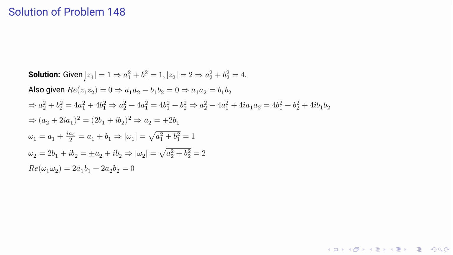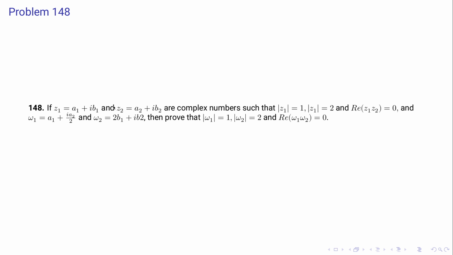So here we are given mod z1 is equal to 1, which is a1 square plus b1 square is equal to 1, and similarly we have a2 square plus b2 square is equal to 4. Now we are given that real part of z1 z2 is equal to 0. That means a1 a2 minus b1 b2 would be 0, making a1 a2 and b1 b2 equal.